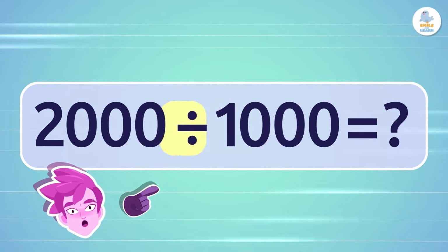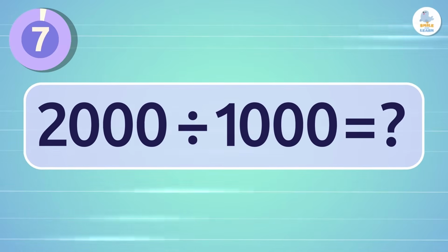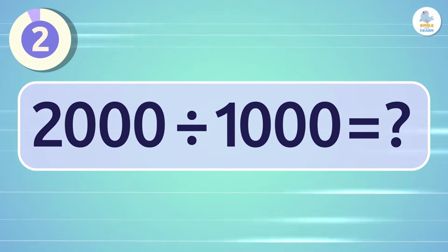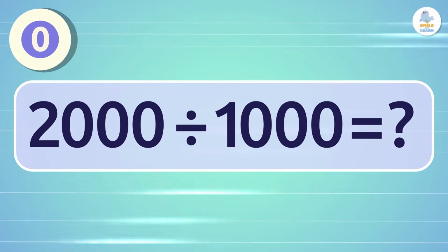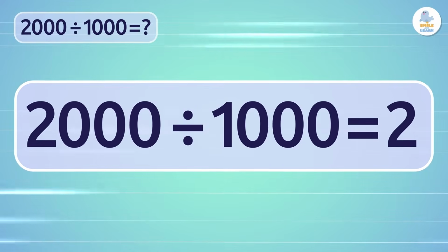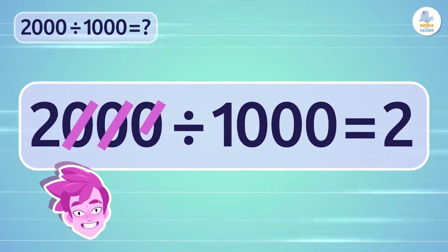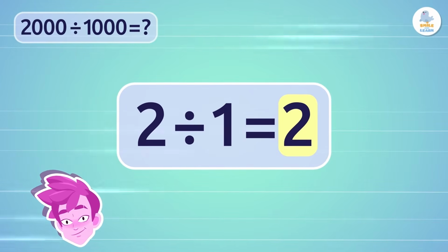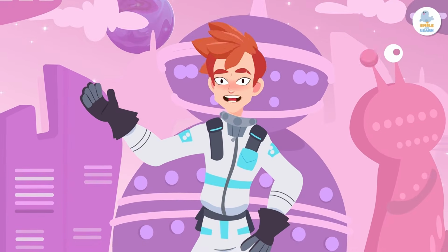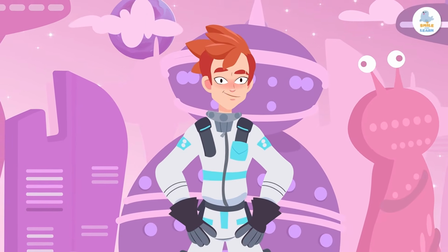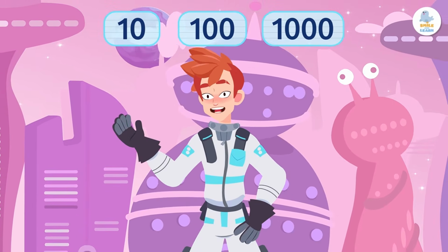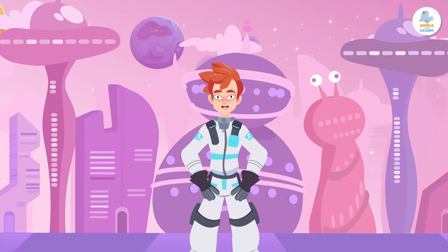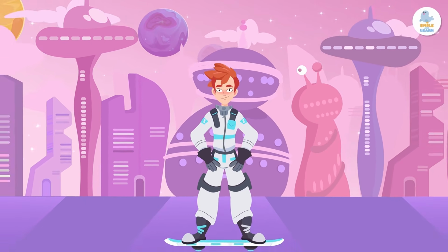What is 2,000 divided by 1,000? Great! It's 2. We start by removing the 3 zeros from each number and divide 2 by 1, which gives us 2. Great! Now you know how to divide by 10, 100, and 1000 quickly and effortlessly. Use these tricks whenever you need to calculate something fast.